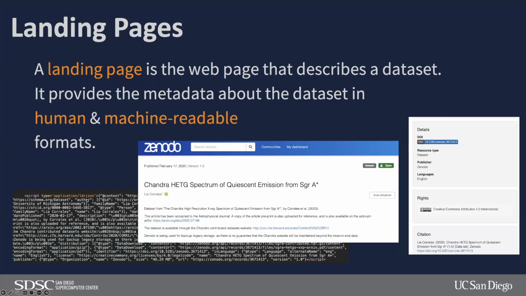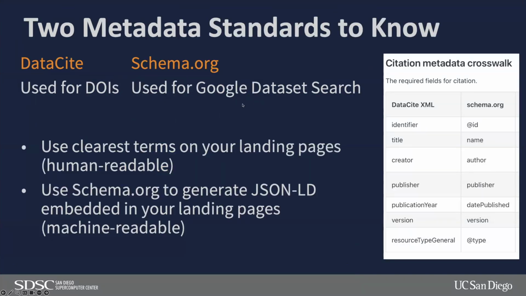But also, if you look at the page source, this machine readable format, the practice we recommend and that they use, is JSON-LD, which is linked data, and then you use the schema.org structure. This is what Google Dataset Search uses. So these landing pages are what you're maintaining and really help to address the quality of your catalog. The two standards to think about when describing data sets, and this is one of those rabbit holes you can go very far down, are DataCite and schema.org.